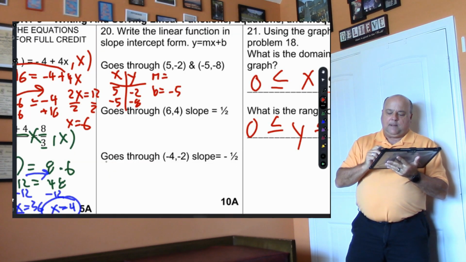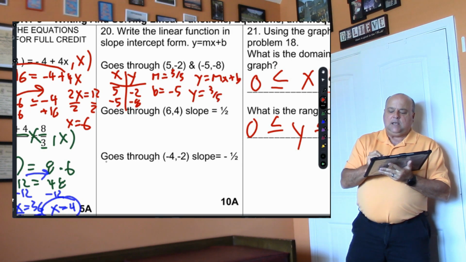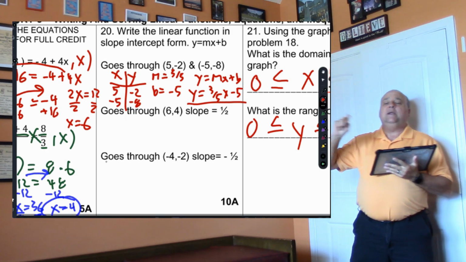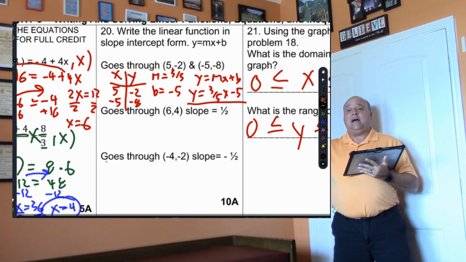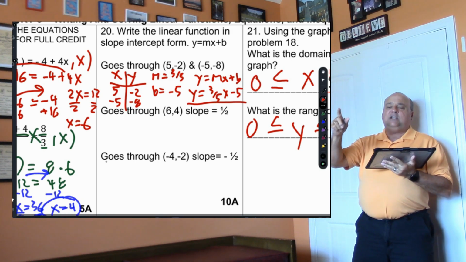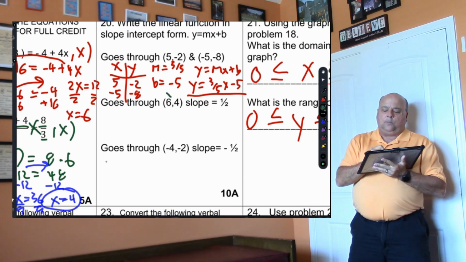Okay, so I'm going to go to my paper. The 0.6 is 3/5. My equation, y equals mx plus b. My m is 3/5, and my b is negative 5. So y equals 3 over 5x minus 5. That would generate the line that goes through 5, negative 2, and negative 5, negative 8. On the next one, we're given a point and a slope. If you're given the point and a slope, you're going to label it x, y, and m.